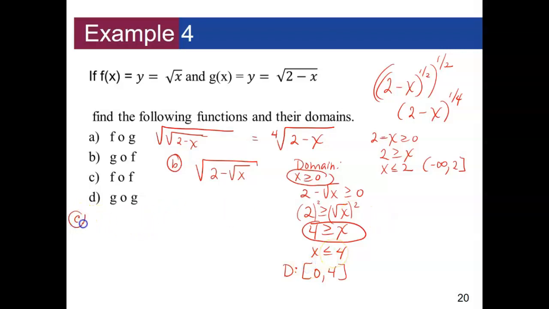Okay, part C, if we do f of x, then I'm going to take this function and put it into itself. So I get the square root of the square root of x, which is the same thing as the 4th root of x. The domain there, we just need to make sure that this is positive. So I'm going to have x is greater than or equal to 0, which would be 0 to infinity.